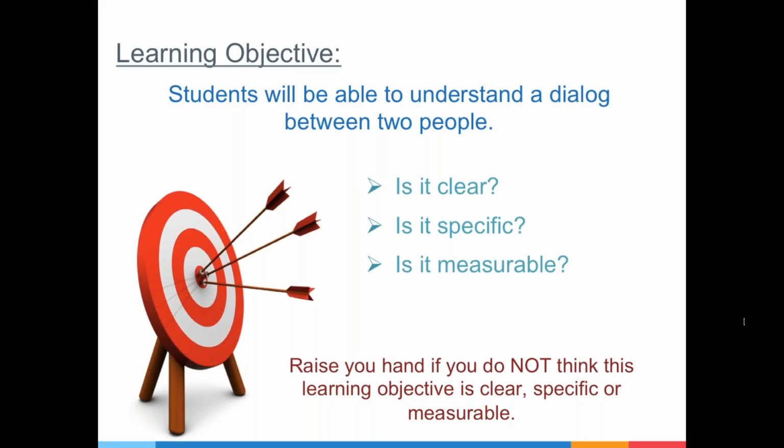Okay. So again, students will be able to understand a dialogue between two people. Is this clear? Is this specific or measurable? Raise your hand if you do not think so. Still 27? Oh, we're up into the 30s. Yay! So from what I'm hearing, and what Maggie is seeing, the first learning objective and this learning objective do not seem that clear, specific, or measurable.